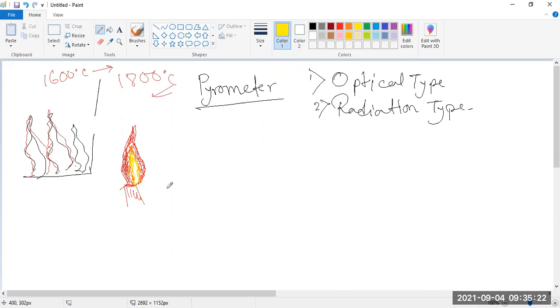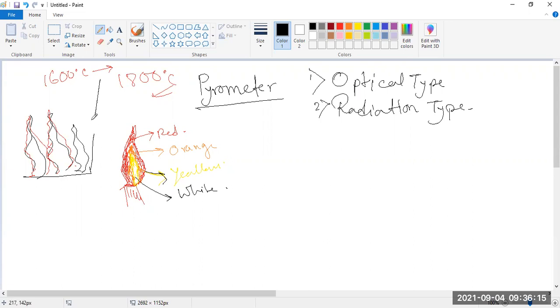So as per this color, you can see the flame color becomes different. First it is getting red color, then it becomes orange color, then yellowish or yellow color, then it becomes white color. So if red is around 1000 degrees centigrade, then by watching this color we can compare this. If above this, then this is orange. This is the pyrometric operation.